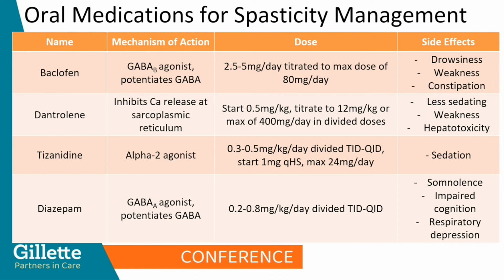And then the last one to talk about is diazepam. So diazepam is one of the oldest medications that's used to treat spasticity. It works by potentiating the effects of GABA in the central nervous system. And the primary downside of diazepam is that it can be very sedating, and it can cause things like impaired cognition, impaired memory, and then at higher doses, you can see respiratory depression. You can also see acute withdrawal from diazepam, and that can be very severe, so it would need to be tapered slowly over weeks to months.